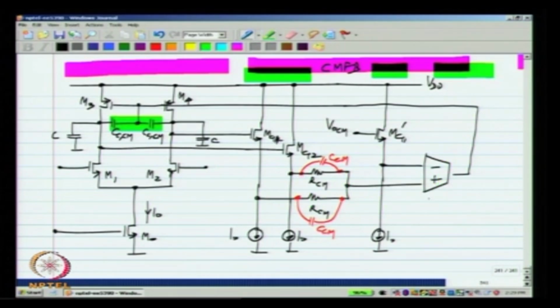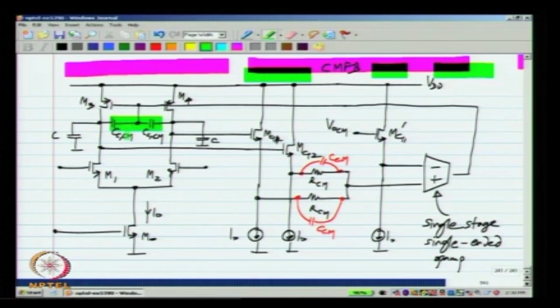And also in the implementation of this, which is a single stage single ended op amp, there will be parasitic poles and zeros, and they have to be adjusted so that you have sufficient phase margin in the common mode feedback loop gain.